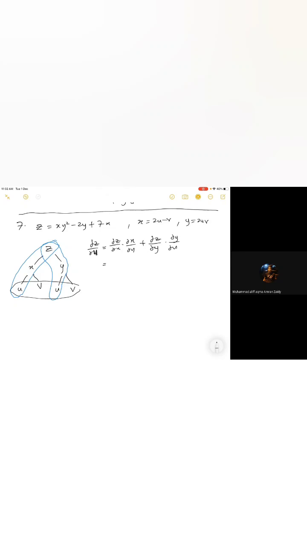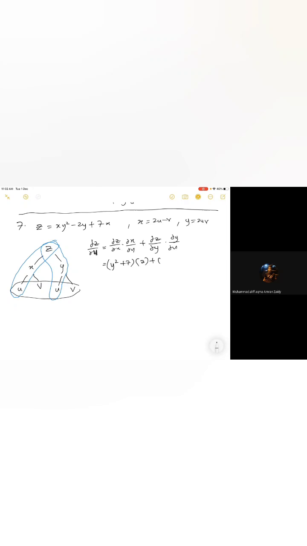Okay, so bila beza X, Y tu constant. So untuk yang pertama ni, Y constant, so Y kuasa 2. Y constant, so tolak kosong. Y constant tambah 7. X terhadap U, so when you want to differentiate with respect to U, your V now is constant. So 2. Negative V tu jadi kosong.